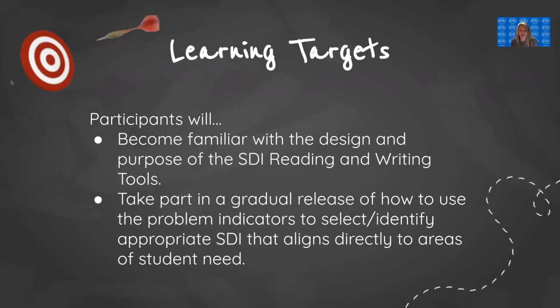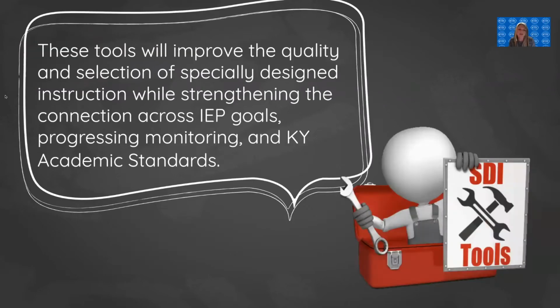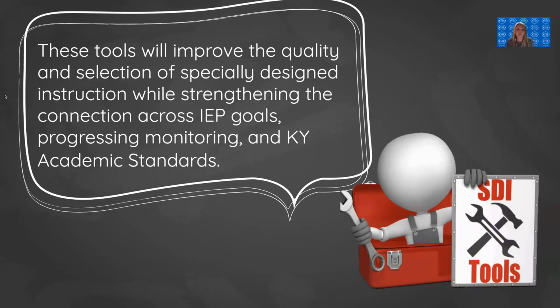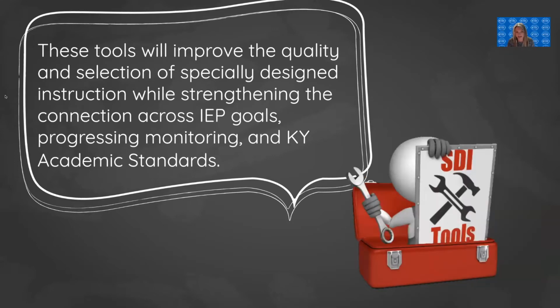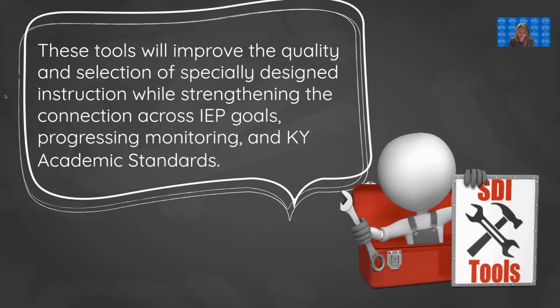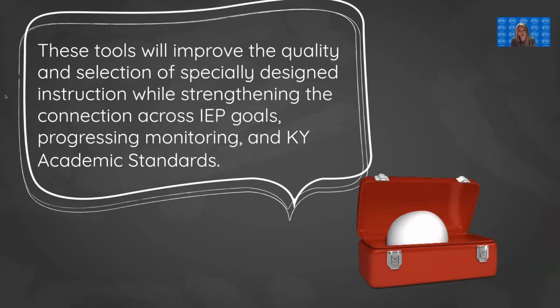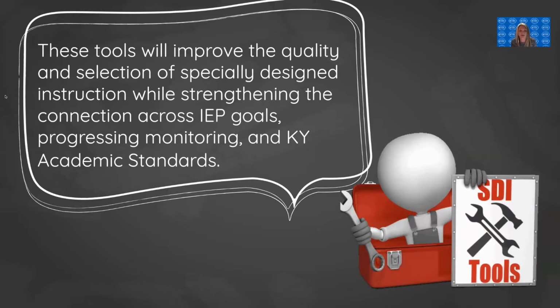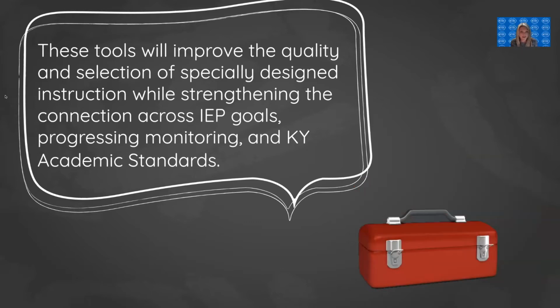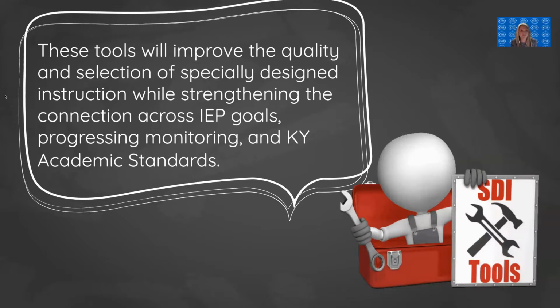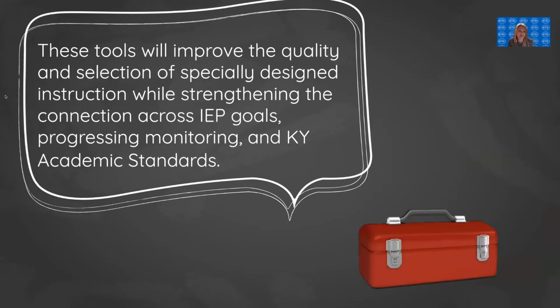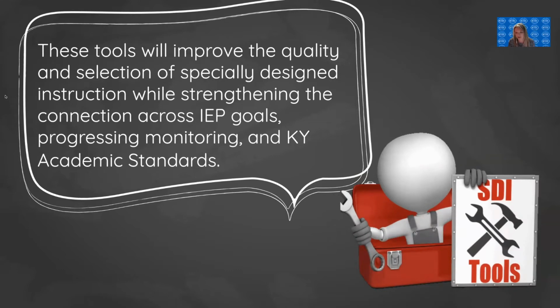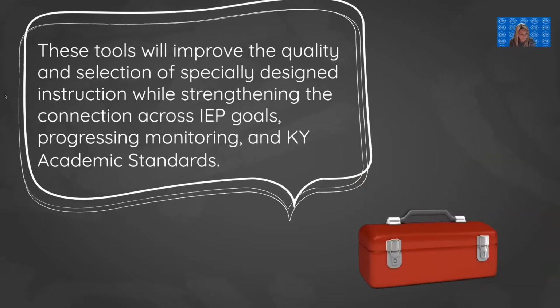So you've got a lot of different things going on when you're writing IEP goals and providing the SDI for kids. So we want to help you make it easier to get all of that aligned. The tools that you want to be looking at improve the quality of the selection of your SDI. I know that's one thing that's hard to decide when a kid has multiple needs: which one do you need to focus on? These tools will help you do that, and also connect the IEP goals and progress monitoring with the Kentucky academic standards.